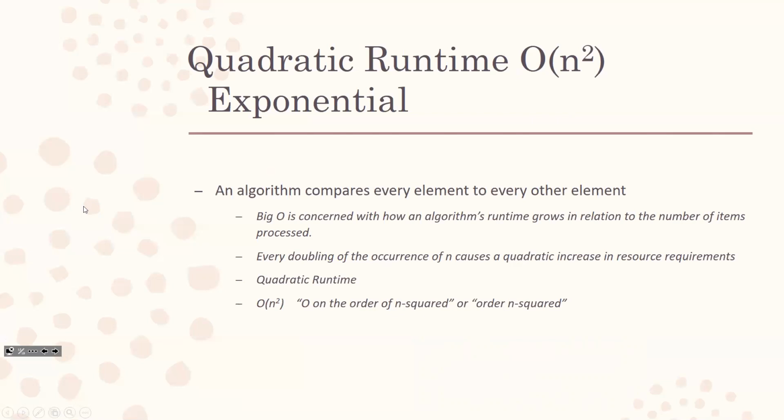Now, when we're working with a quadratic, every doubling of the occurrence of n causes a quadratic increase, an n squared increase in resource requirements. When we're referring to this one, we call it O on the order of n squared, or order n squared.